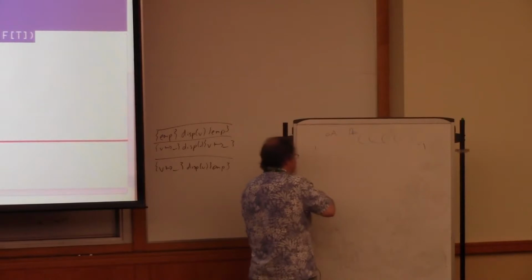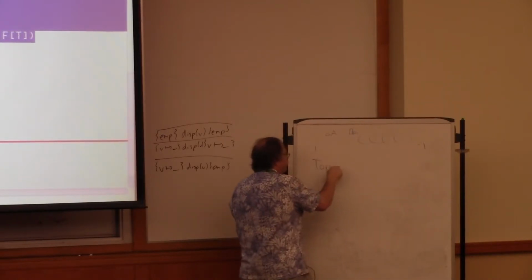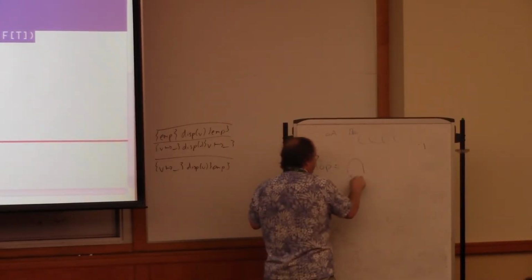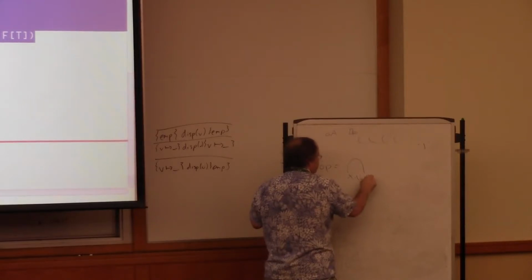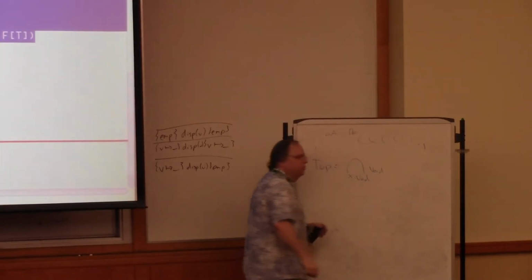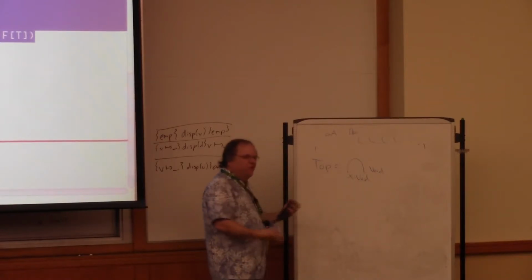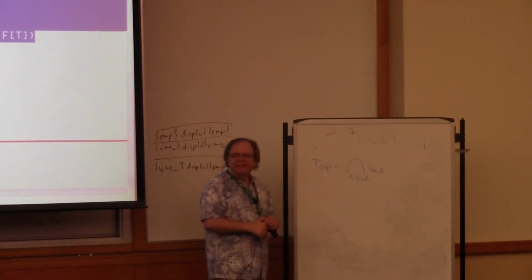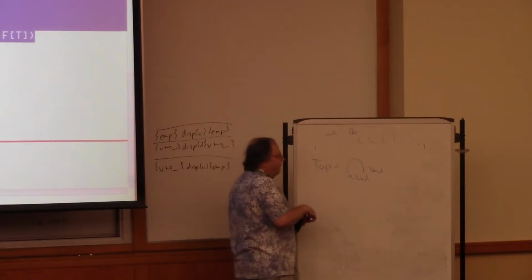So, top is the intersection over X in void of... it doesn't really matter, but we use void just because it looks cool. You think, this is such a puzzling type, but still. Now, what does it mean?